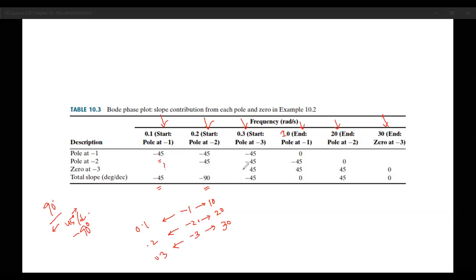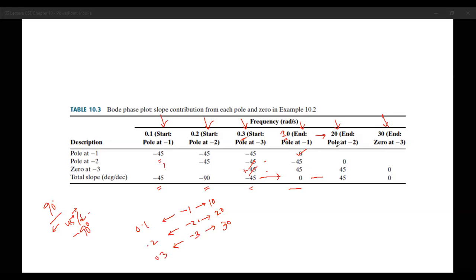At the zero, the zero is contributing plus 45. So one of them is getting cancelled out. So it will contribute minus 45. So minus 45 will continue from 0.3 up to 10. At 10, the effect of the first one is finished. So you have only these two. So basically you have 0 angle contribution. So it will be stable there for some time. How long? Up to the next one. So from 10 to 20, it will be stable.